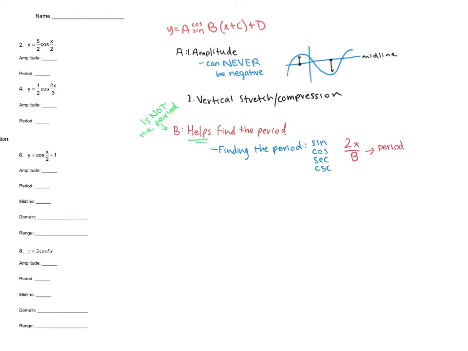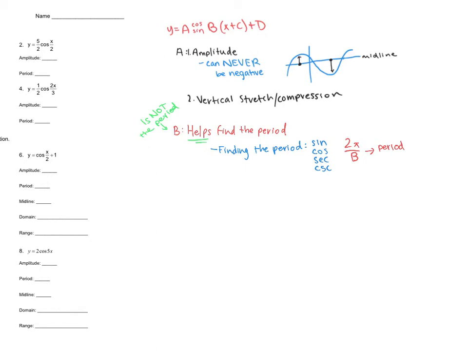Now that is why oftentimes your period might be a fraction, because 2 pi divided by your b value might not equal an integer. It could be equal to a fraction. It can be anything. So it's okay if your period is a fraction. Don't fret if it is. So that's what the first part of our b value does.